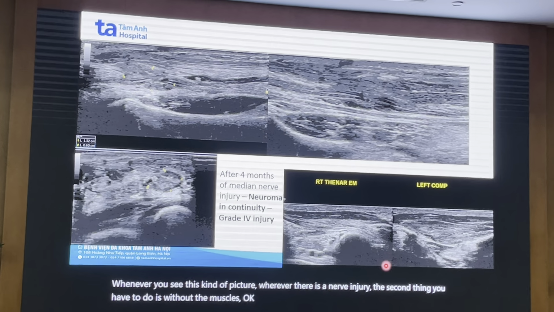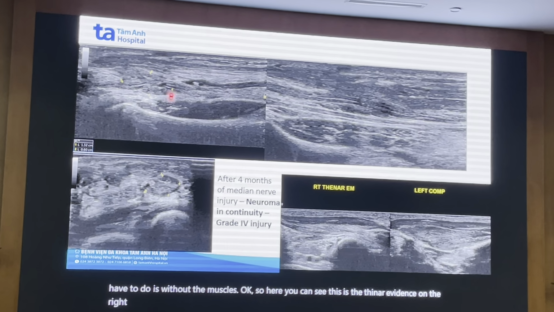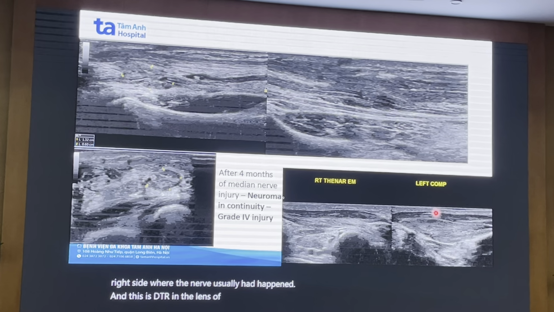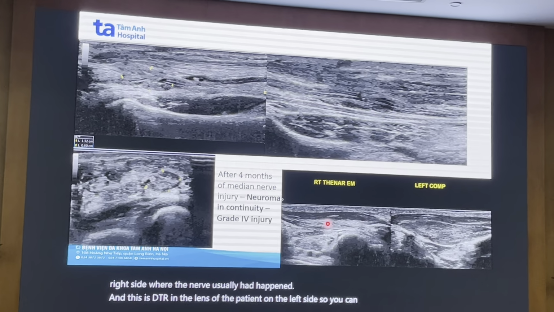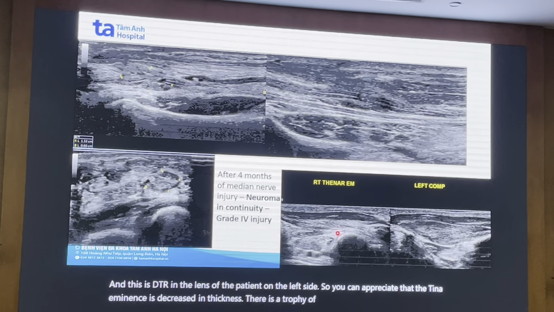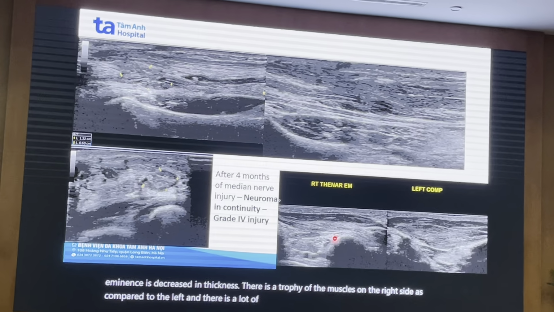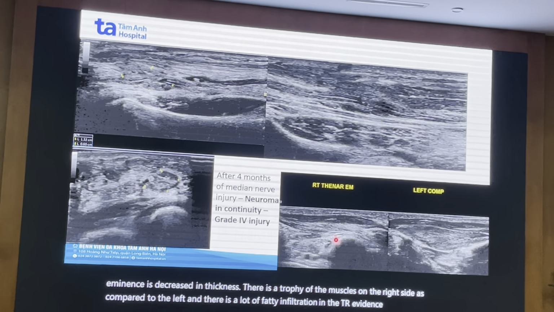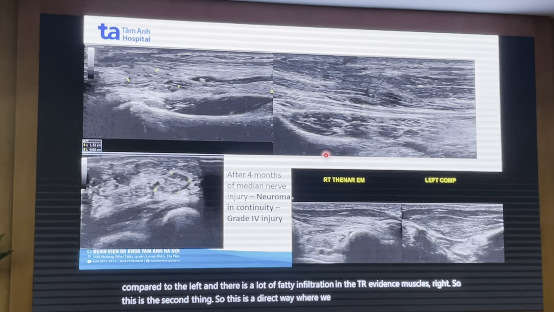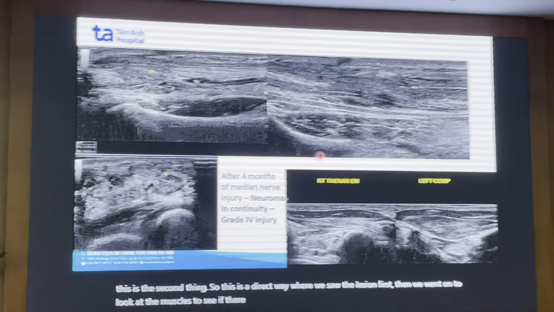Okay, so here you can see this is the thenar eminence on the right side where the nerve injury had happened, and this is the thenar eminence of the patient on the left side. So you can appreciate that the thenar eminence is decreased in thickness. There is atrophy of the muscles on the right side as compared to the left, and there is a lot of fatty infiltration in the thenar eminence muscles, right? So this is the second thing. So this is a direct way where we saw the lesion first, then we went on to look at the muscles to see if there are any denervation changes.